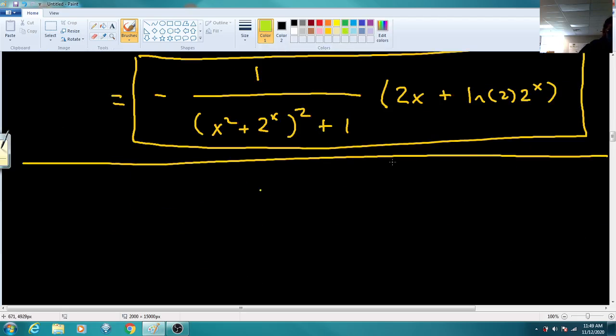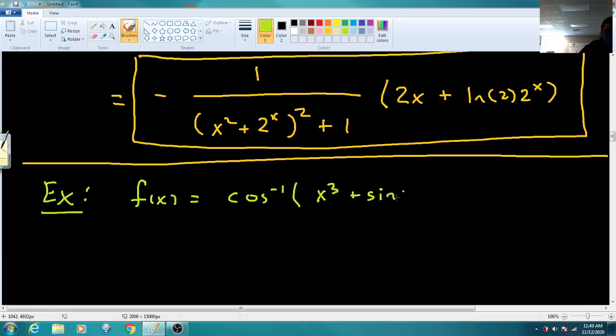So I'll do a couple more of these. Next example, let's say f of x equals arc cosine of x cubed plus sine of x. We want to find f prime.